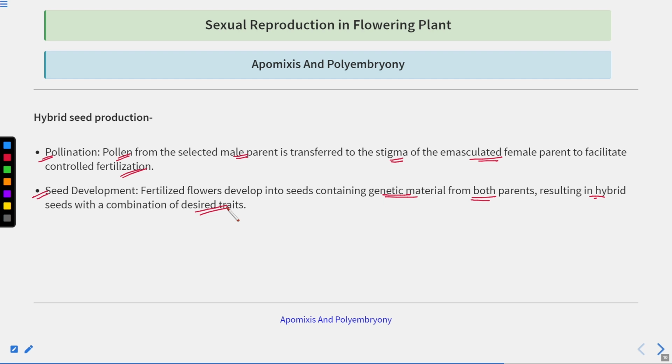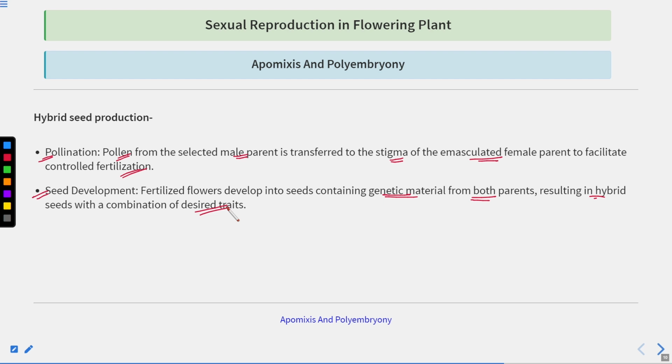So what they have done, they have selected some lines. Then, if the flowers are bisexual, you can do the emasculation. You can remove the anthers. And then you can dust this flower, which is emasculated, with the pollens of the desired male parent, and then you again bag it to prevent the unwanted cross pollination.